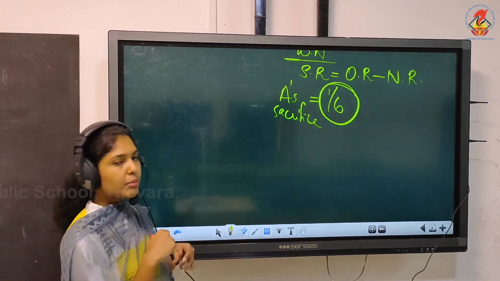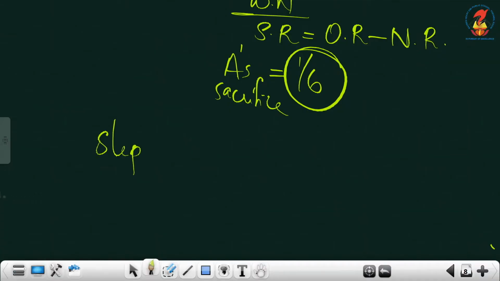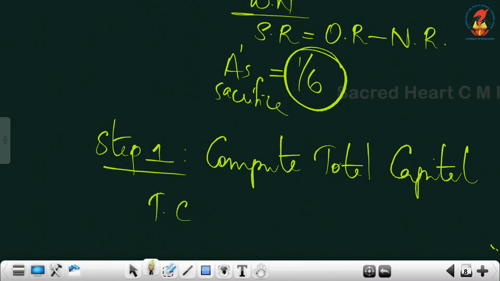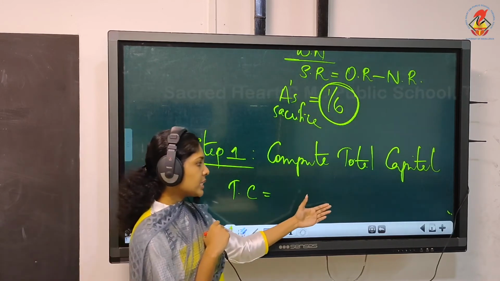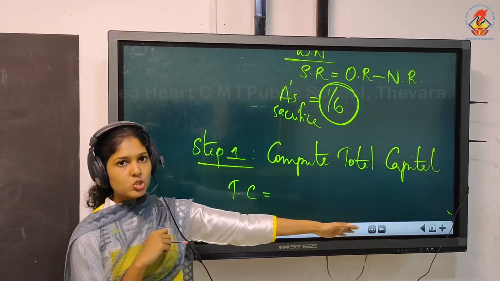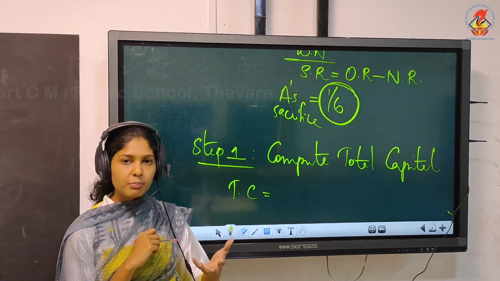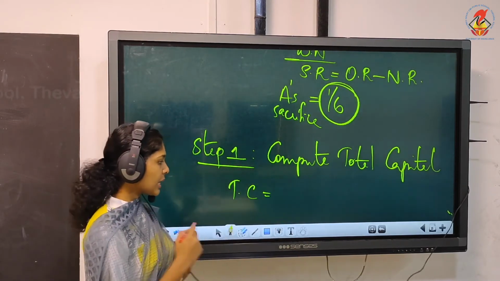I hope you remember method number 1 and its steps. So here also, step 1, you write all these steps. Step 1, compute total capital. How will you compute total capital? In the previous method, the formula was new partner's capital into reciprocal of his share. But can we apply the same thing here? No, because there is no new partner's capital. That is missing. We are doing all these to get that new partner's capital. So we can't apply that same formula.